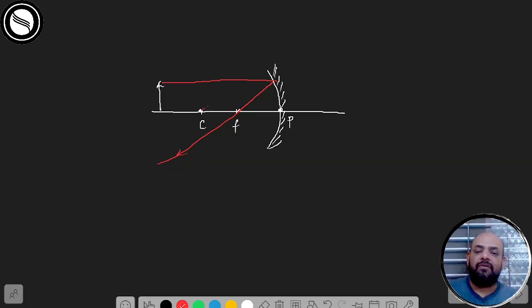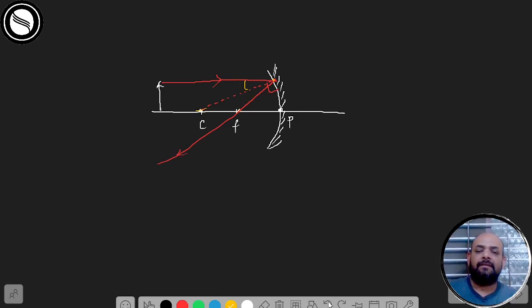Why? Because look, if you join the point of incidence like this, this is the normal for this concave mirror, because it is the perpendicular. If you draw a tangent here and join this line to C, this will always be perpendicular, 90 degrees. So the line joining C and this point of incidence is the normal. This is your I and this is your R. I is always equal to R. So if you take the parallel ray, it will always pass through the focus. So this is your first ray.